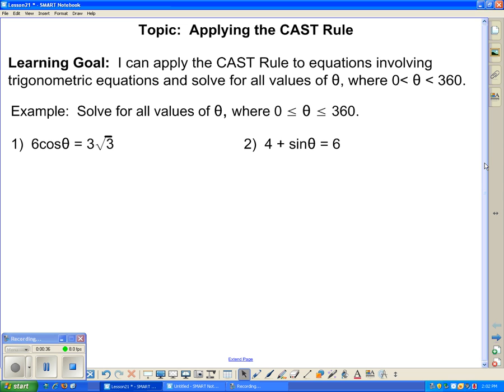6 cos theta equals 3 root 3. I'm setting them up similar to the questions that you're going to see in the homework. So the first thing is you want to solve for cos theta. So, steps. First step, isolate the trig function. So the first thing I'm going to do is get cos theta by itself. In order to do that, divide by 6.